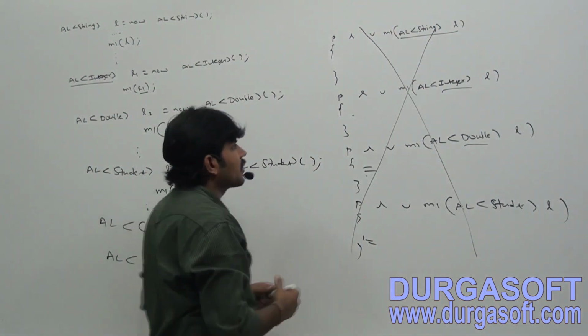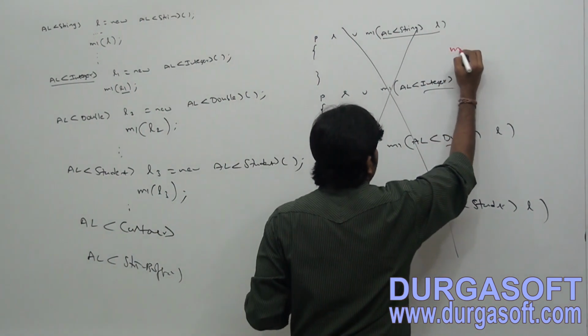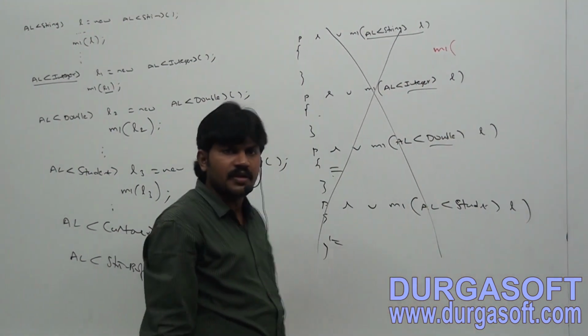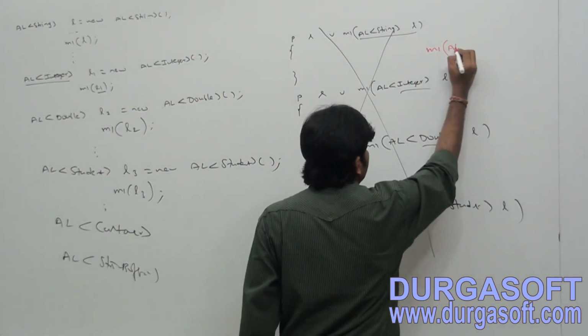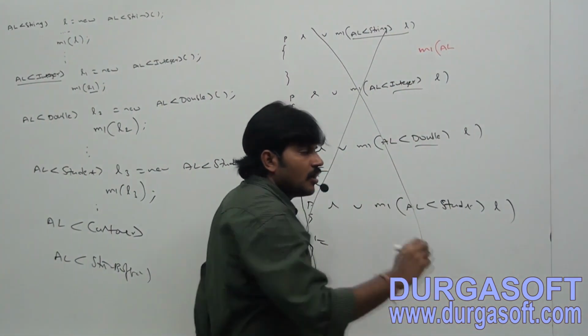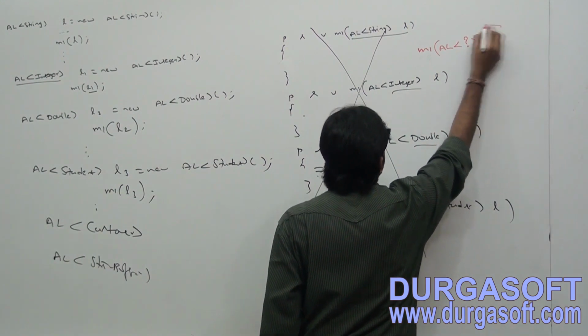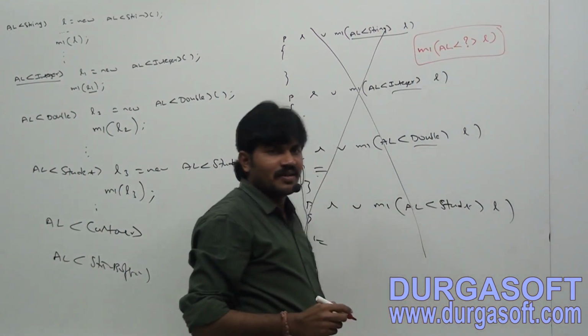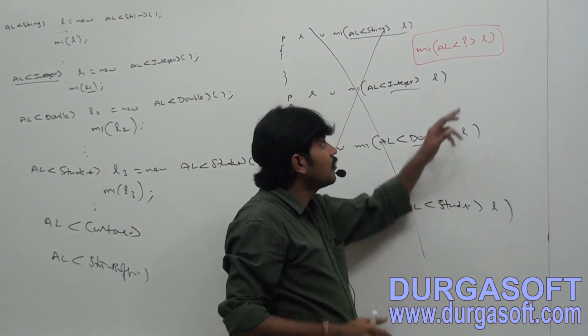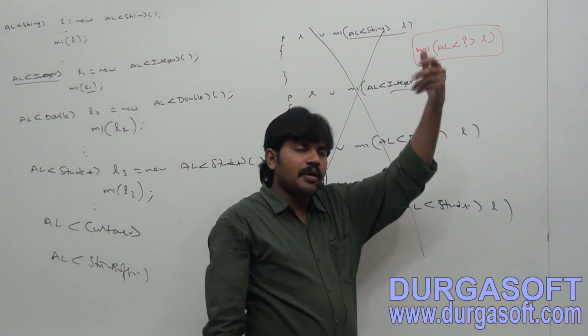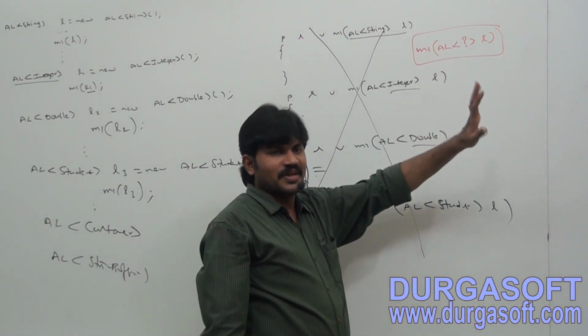Simple, only one method declaration, M1. We can call this method by passing ArrayList of any type. We can call M1 by passing ArrayList of question mark. Question mark means what? Any type, no problem at all.